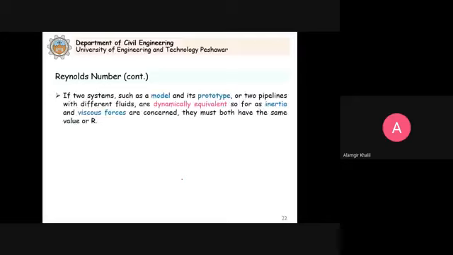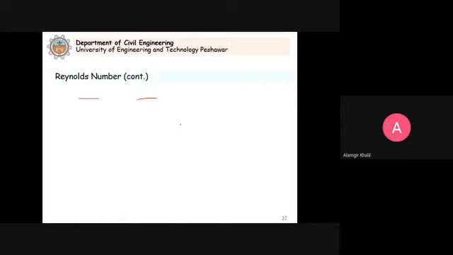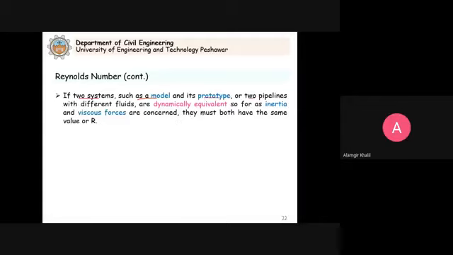Now, if two systems, such as a model and a prototype, or two pipelines with different fluids, are dynamically equivalent, clear? We are using the term equivalent. See carefully, we are carefully using the word equivalent. They are not exactly equal, but equivalent. We can say they are dynamically equivalent. So far as inertia and viscous forces are concerned, they must both have the same value for R.